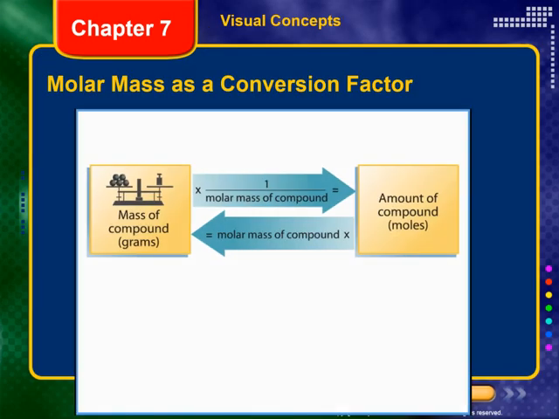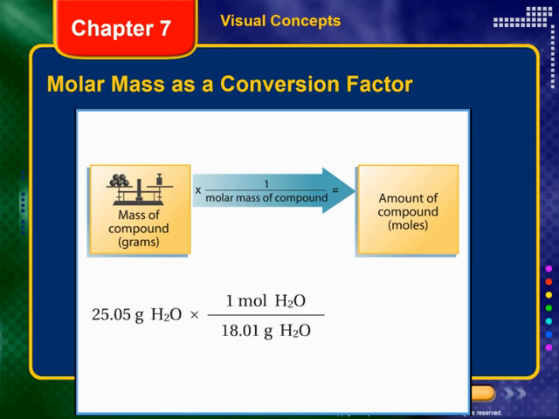The mass of a compound and the amount in moles are related by the molar mass. To convert from mass in grams to amount in moles, multiply by 1 over the molar mass of the compound. For example, to find the number of moles of water in 25.05 grams of water, we multiply by 1 over the molar mass of water, 18.01 grams per mole. We see that the units cancel to give us moles. In 25.05 grams of water, there are 1.391 moles.